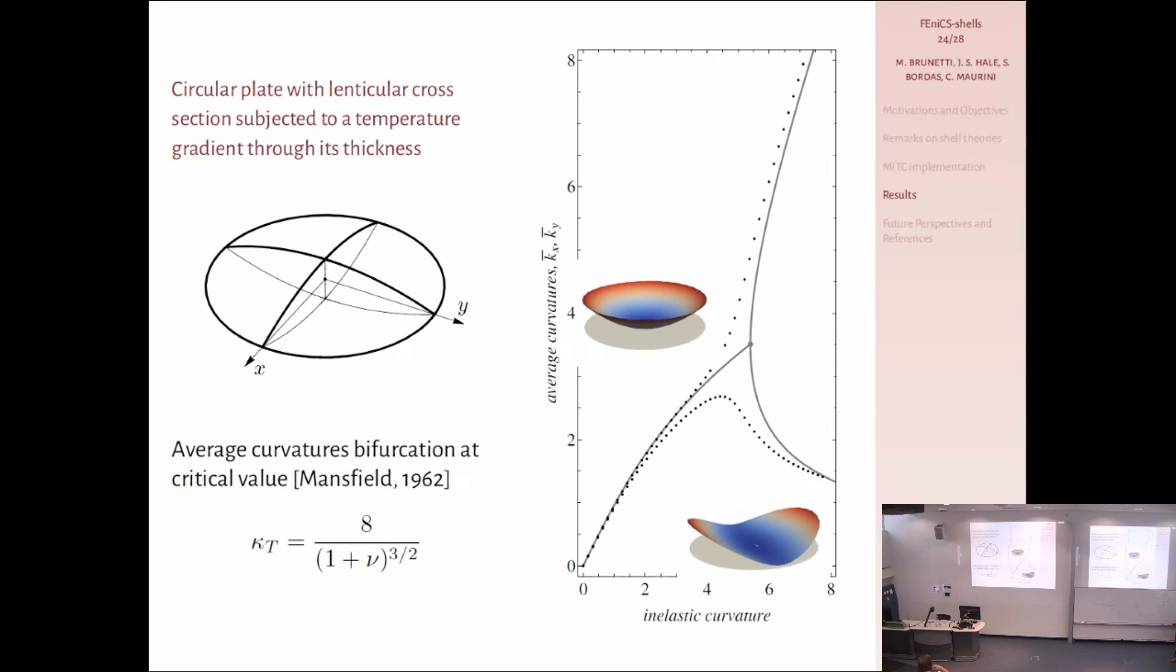So the line is for the analytical solution, and the points are for the FEniCS computed solution. And this is an example of a multistable shell. Indeed, the configuration of this rotation about 19 degrees, so with the flat curvature here and the curvature here, is also a stable configuration. So after this threshold, we have two stable configurations.